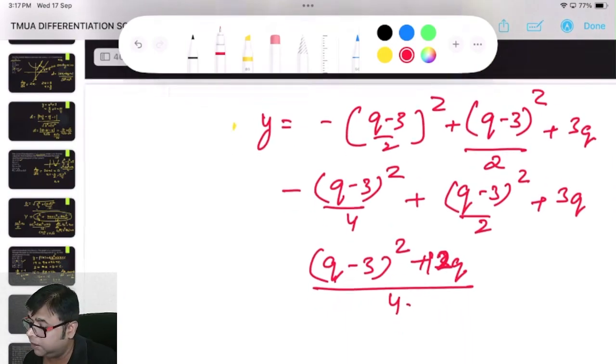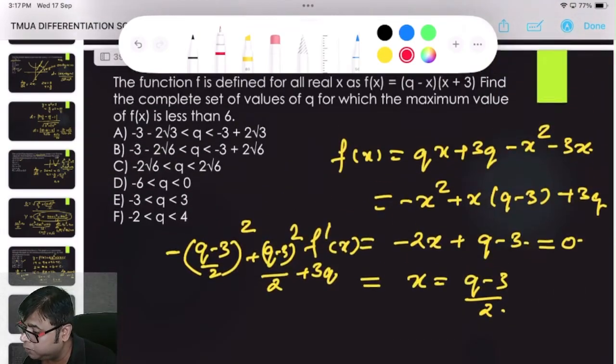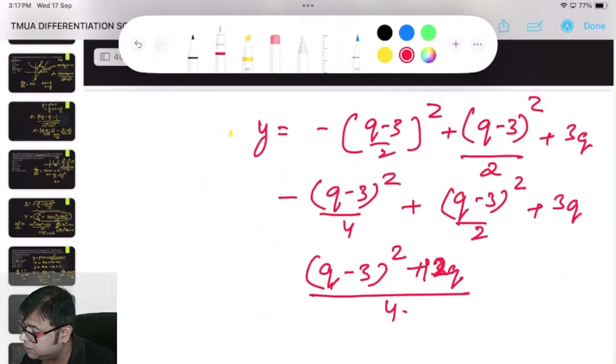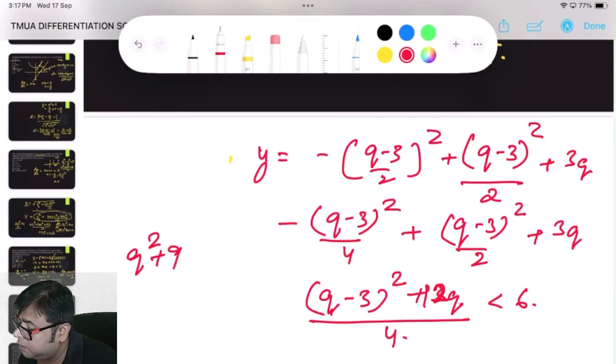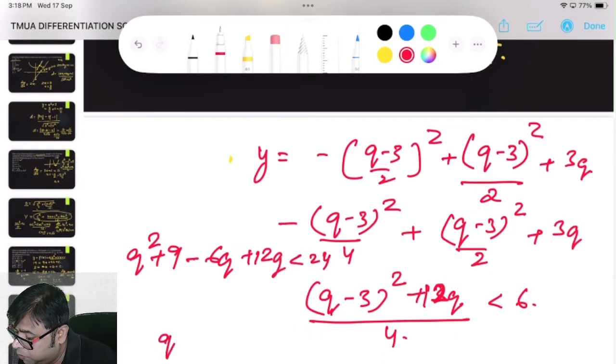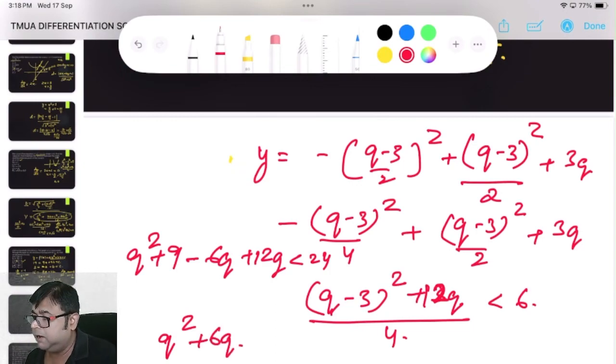Now they're saying the maximum value should be less than 6. So this should be less than 6. So what I will get finally is q square plus 9 minus 6q plus 12q should be less than 24. So this gives me q square plus 6q minus 15 is less than 0.